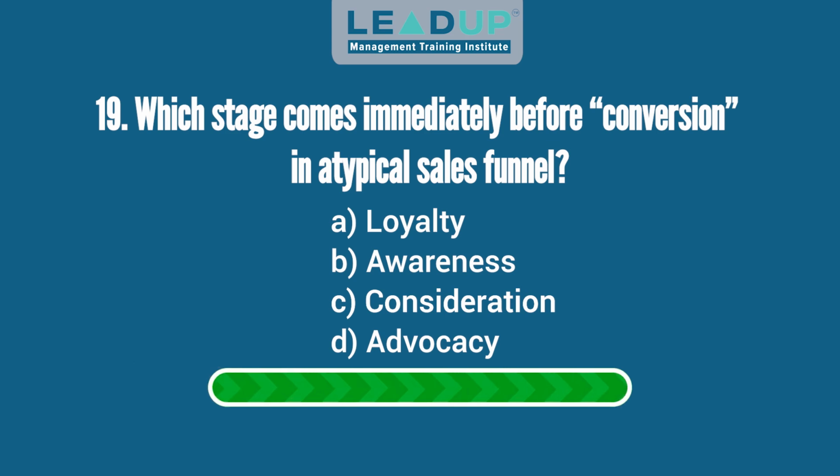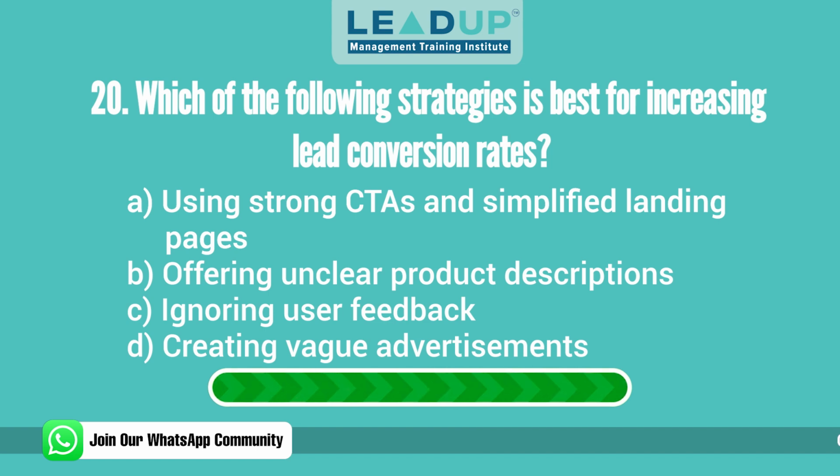Question 19. Which stage comes immediately before conversion in a typical sales funnel? A. Loyalty, B. Awareness, C. Consideration, and D. Advocacy. Answer: consideration.